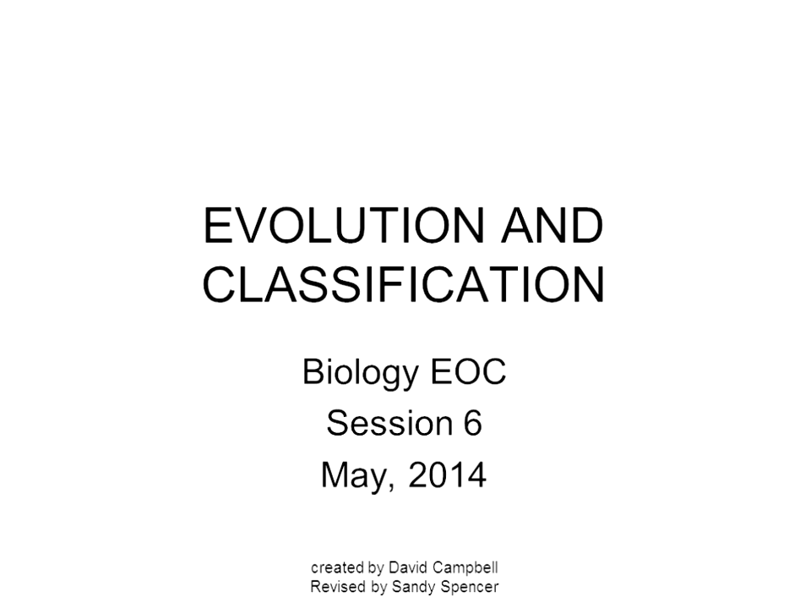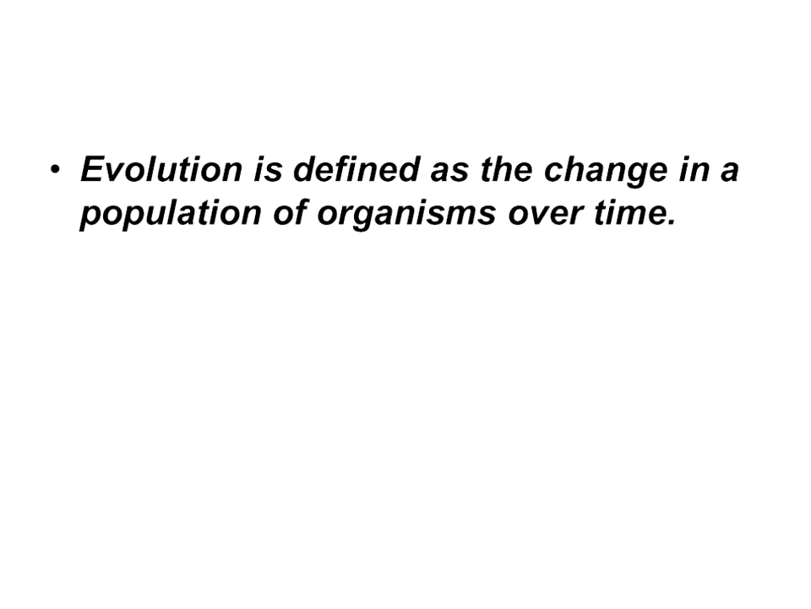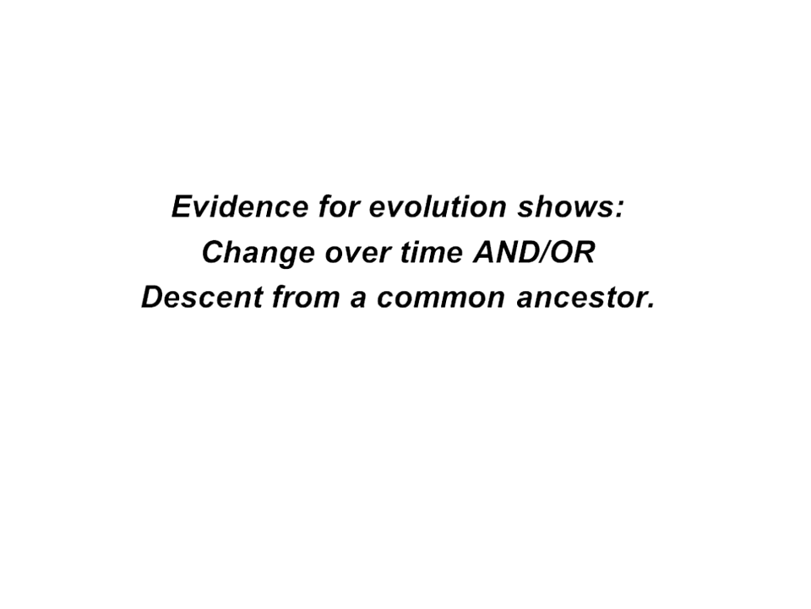So I want to start by just going over the definition of evolution. Evolution is defined as the change in a population of an organism over time. So it's defined as change over time. Evidence for evolution does show that there is change over time in a population and/or that there is descent from common ancestors.